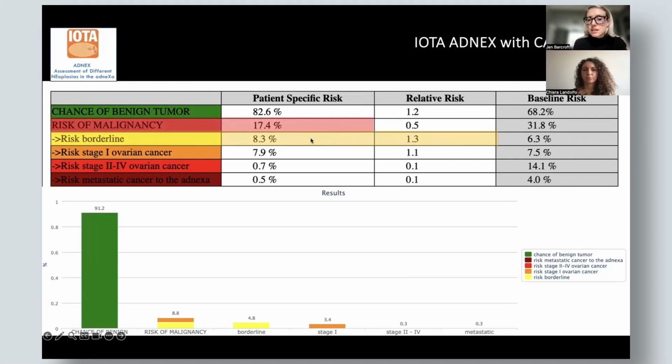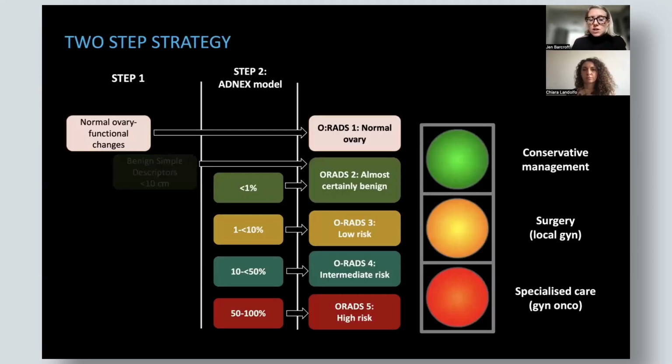So this is likely, based on ADNEX, to be malignant based on a threshold of, let's say, 10%, which is often the threshold that's used to define a risk of malignancy. And it's more likely to be borderline than a stage 1, a stage 2 to 4, or a metastatic lesion to the adnexa. So there we use the two-step strategy to inform our classification, but also to assist us in terms of management, where is appropriate to look after this lady.